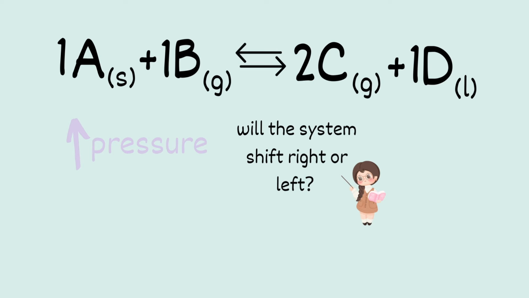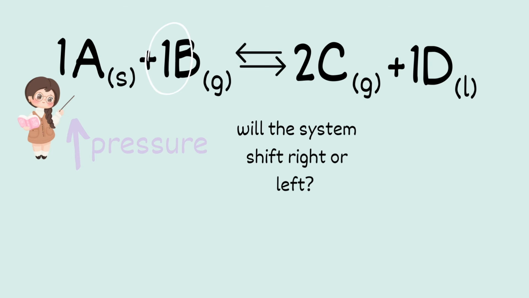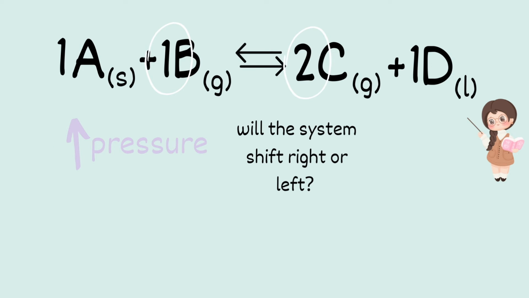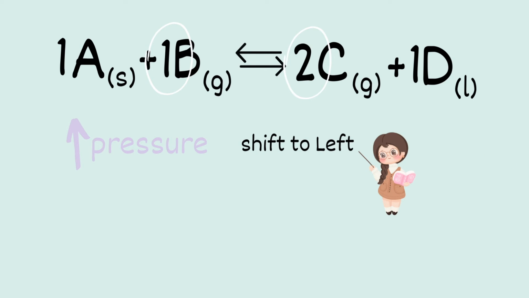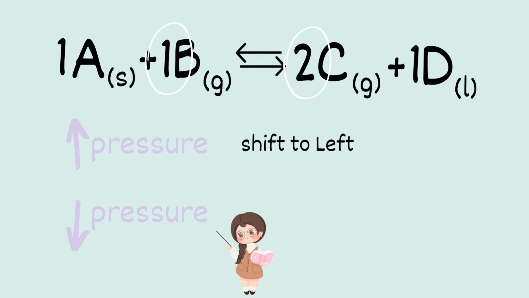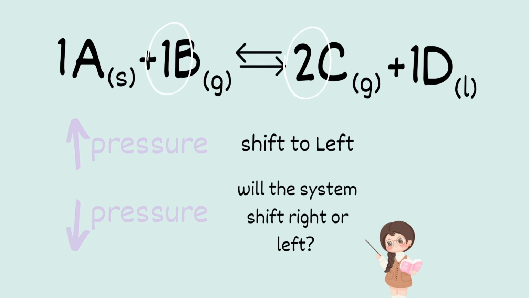So first let's count the moles of gas on both sides. On the reactant side we have 1 mole of gas, and on the product side we have 2 moles of gas. Since we have less gas on the reactant side, the system will shift towards the reactants. It will shift to the left. Now what if we decrease the pressure? Will the system shift to the right or to the left? If we decrease the pressure in a system, the system will shift in the direction of more moles of gas. So our system will shift to the right.